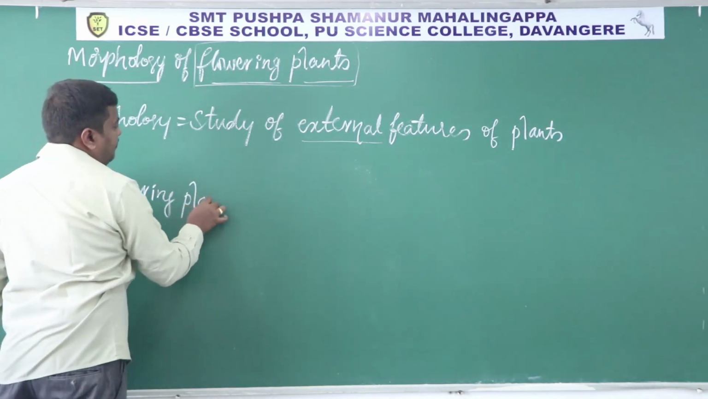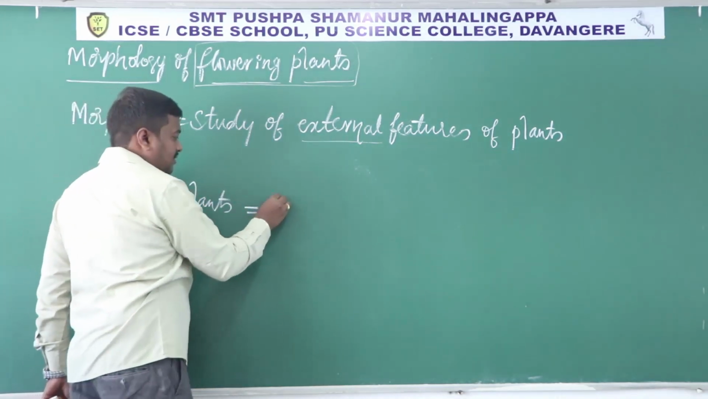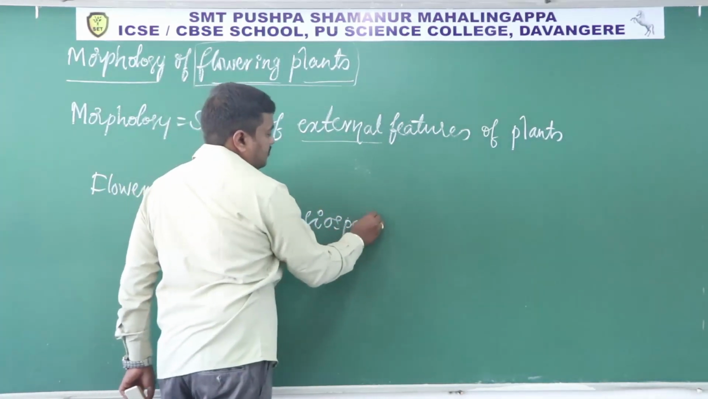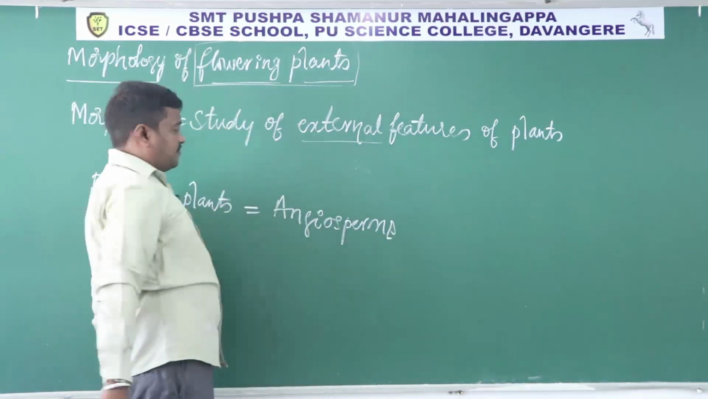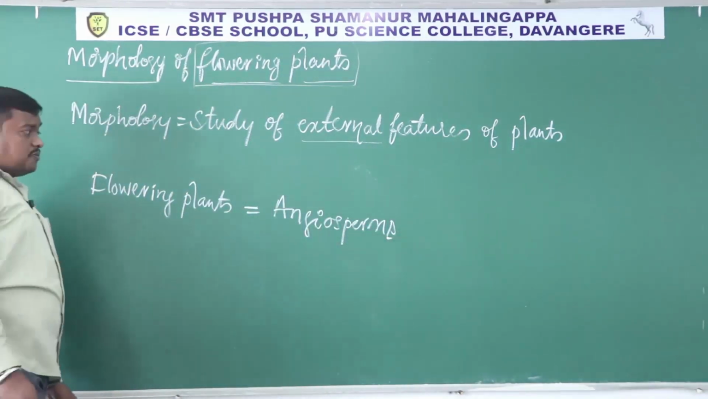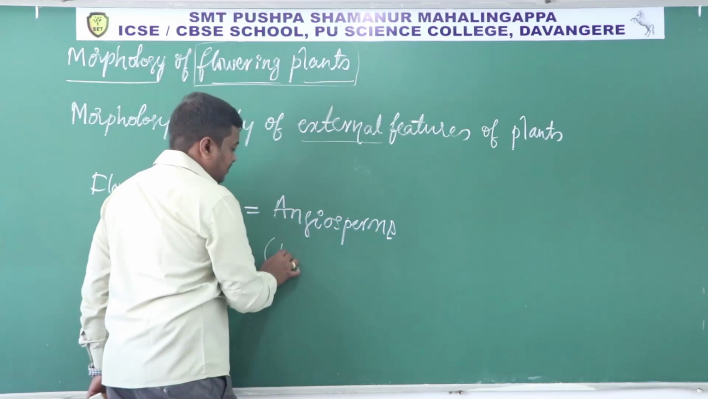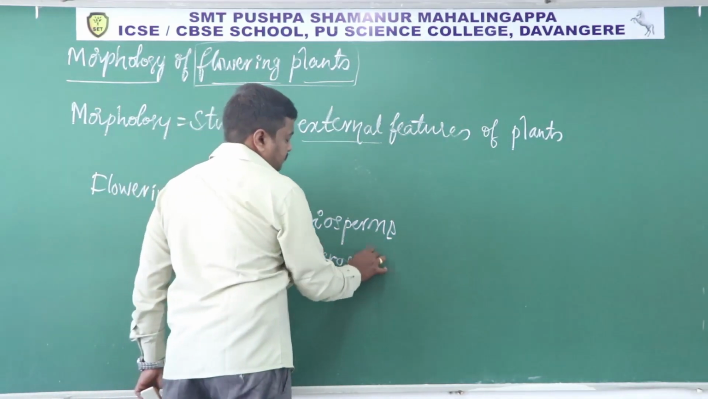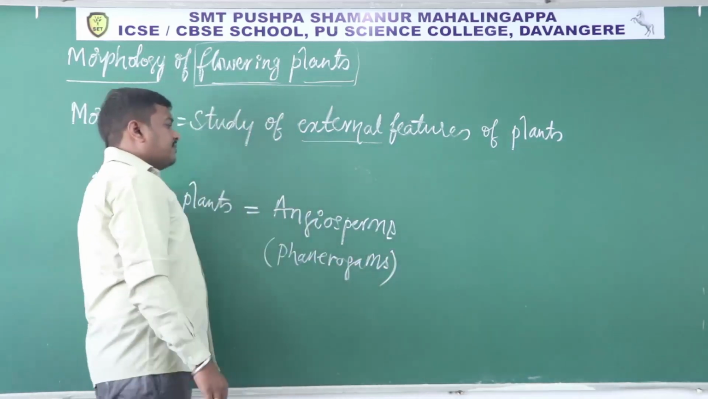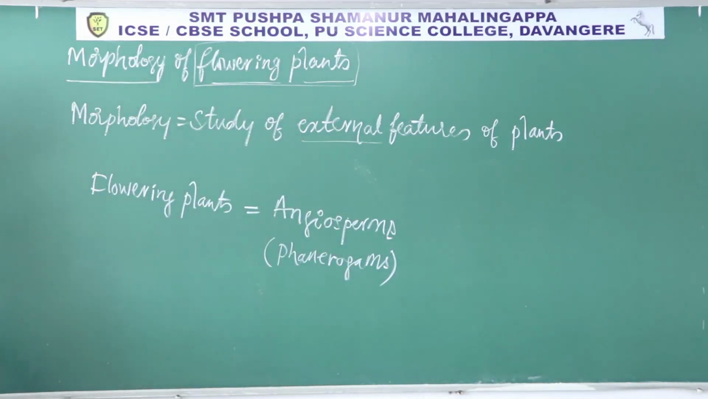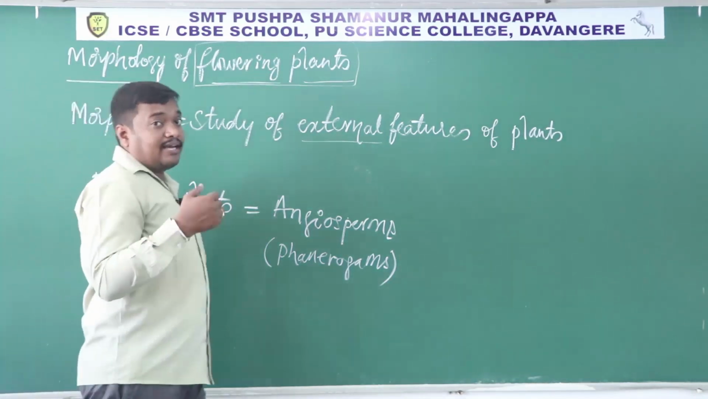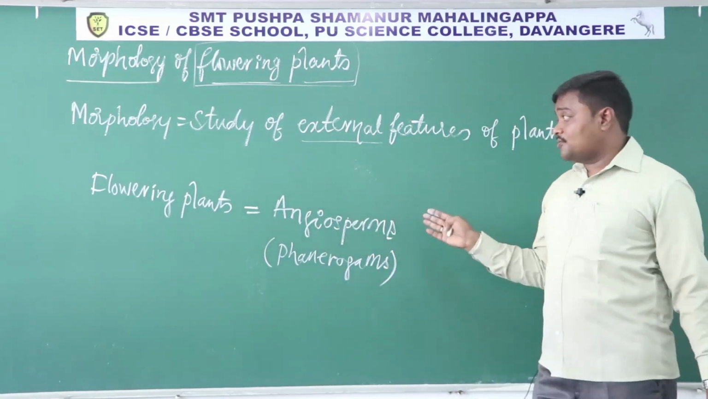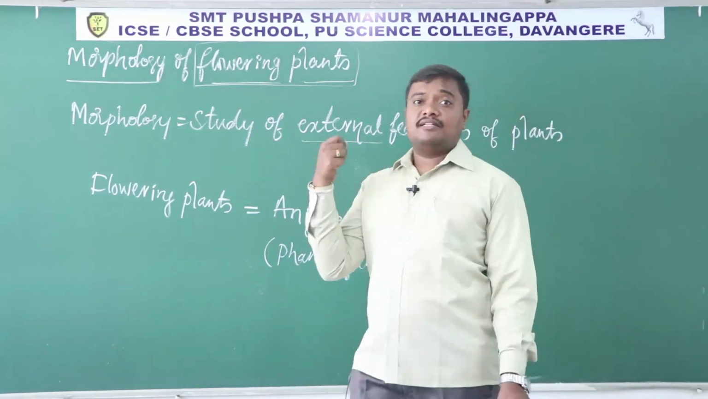So these flowering plants are nothing but angiosperms. Angiosperms come under the group called phanerogams. And remember, we are not going to deal with the morphology of lower plants like algae, bryophytes, pteridophytes, gymnosperms. All these up to gymnosperms you studied in the last chapter itself under the plant kingdom.